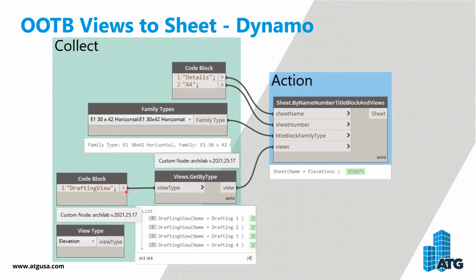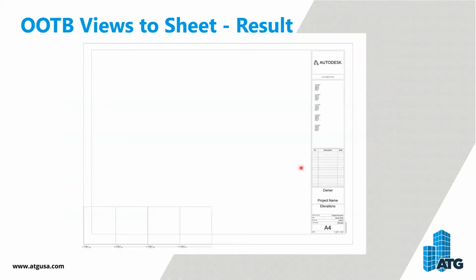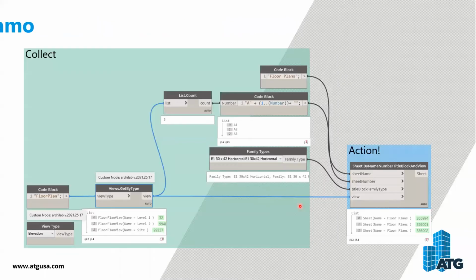So we have our views. We have a couple of drafting views in here that it grabbed for us. It's going into this node to place multiple views onto one sheet. And so the outcome is going to look something like this. We have the 4 views down at the bottom left-hand corner, and it starts at the bottom left-hand corner and works its way to the right. So that's the outcome that you can come to expect when utilizing this node.